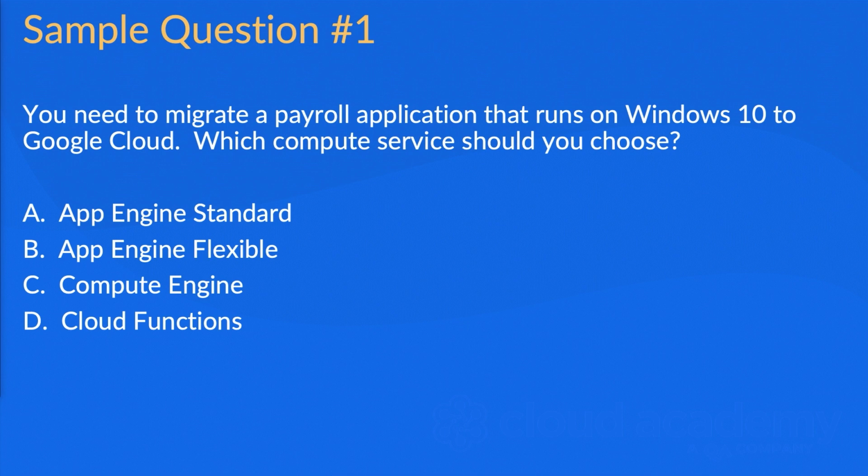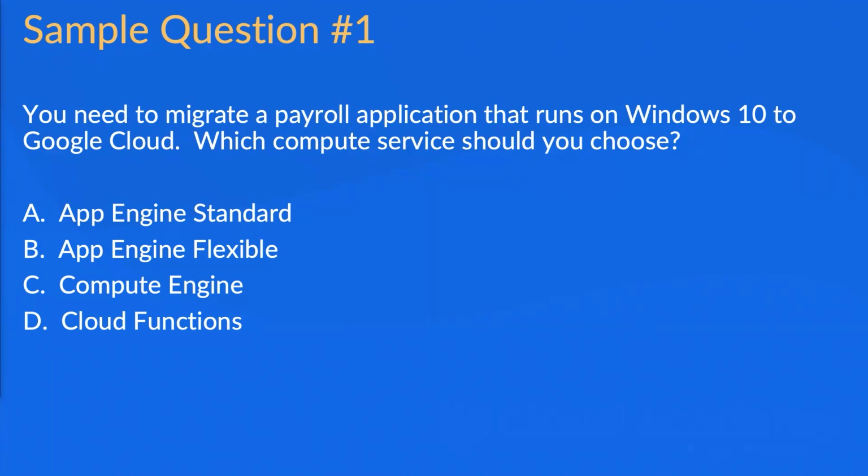Alright, so let's look at question number 1. You need to migrate a payroll application that runs on Windows 10 to Google Cloud Platform. Which compute service should you choose? And then you're provided 4 options: App Engine Standard, App Engine Flexible, Compute Engine, and Cloud Functions. Now this question is probably a little bit simpler than you'll see on the actual exam, but I think it's a good starter question.